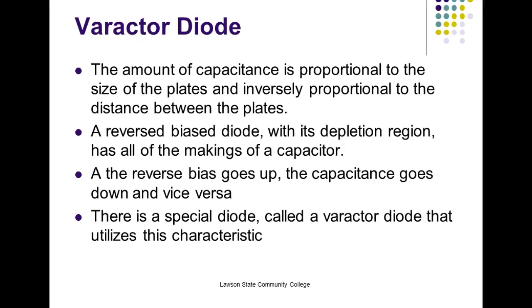With a varactor diode, the amount of capacitance is proportional to the size of the plates and inversely proportional to the distance between the plates. A reverse bias diode with its depletion region has all the makings of a capacitor. So we got leads coming in the side, and then we got a place in there that's depleted of majority carriers.